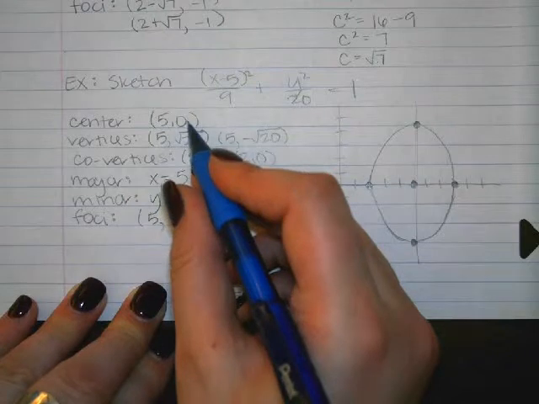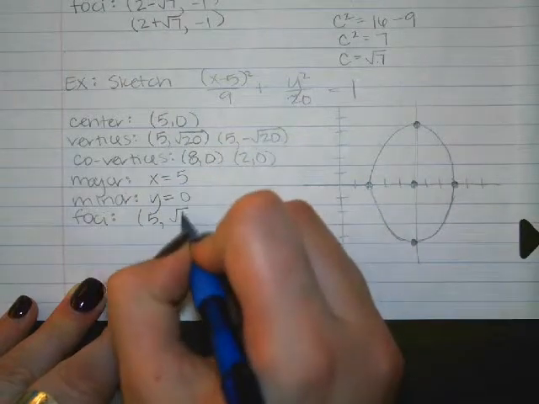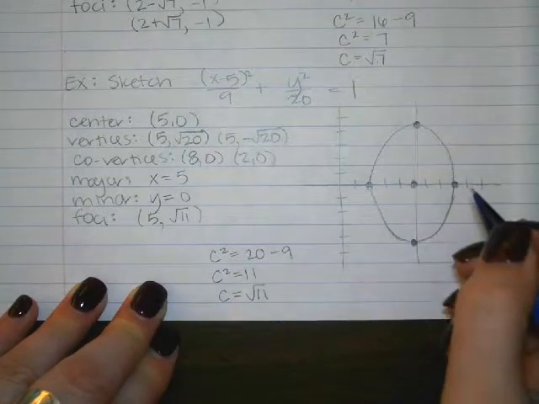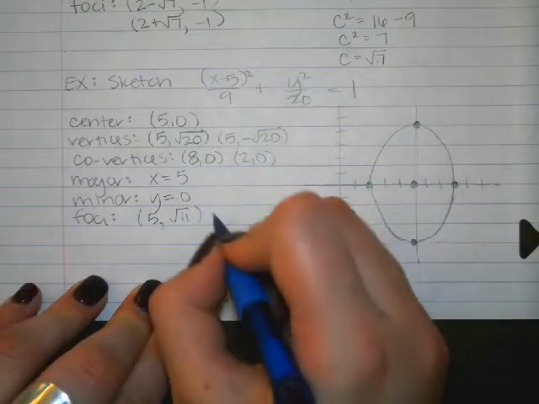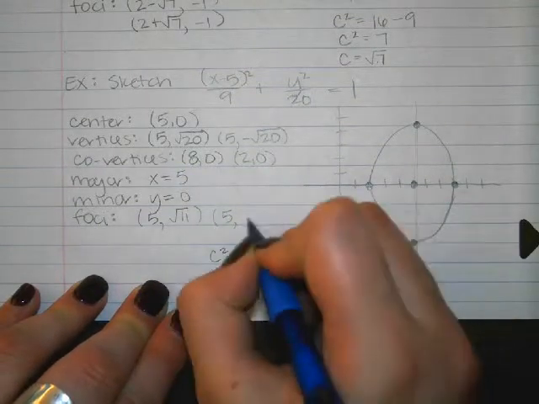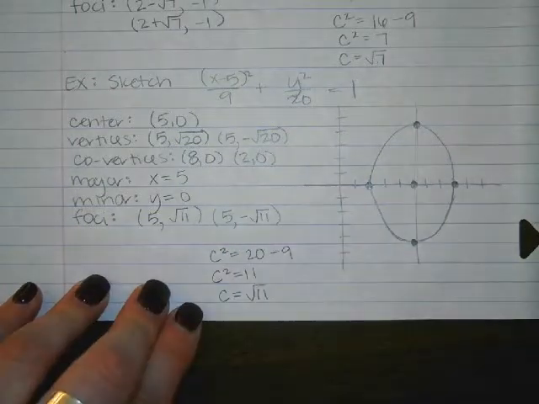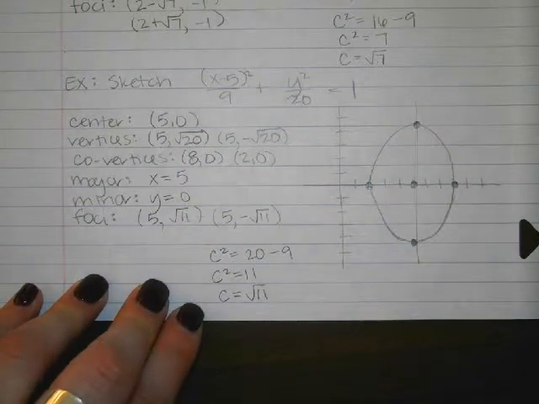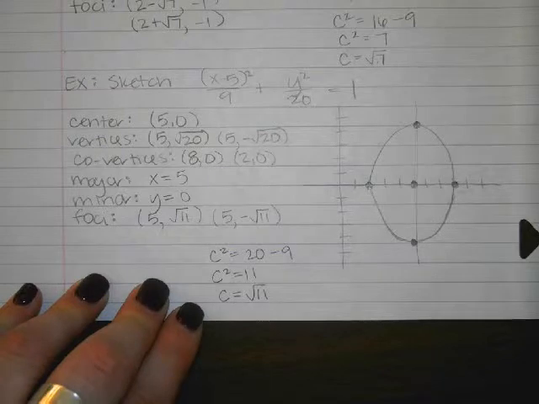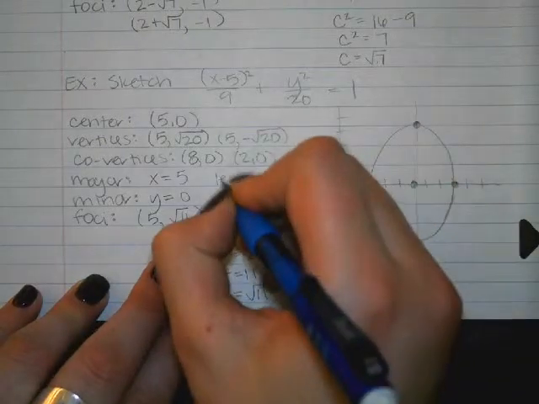0 plus root 11, which we could just write as root 11. And then what would the other one be? Negative root 11. Okay. And we can also say the length of each of the axes, right?